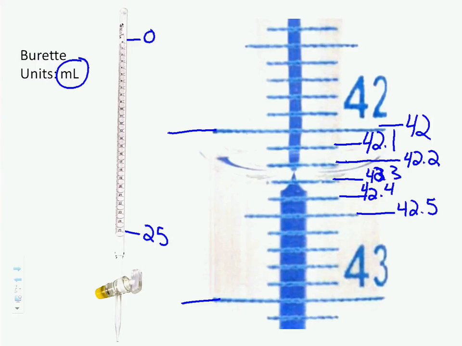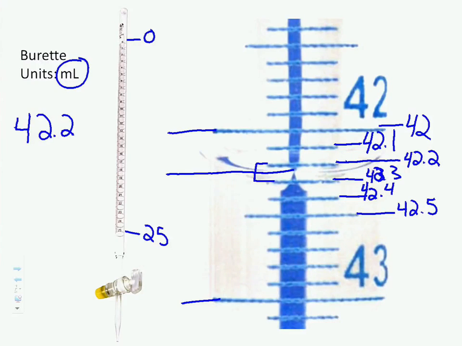So for instance, my measurement should be right about here. If I were to outline the measurement, that's where it's at. So I know for sure that my measurement is between those two tick marks. What do those two tick marks represent? One was 42.2 and one was 42.3. So my number has to be between 42.2 and 42.3.